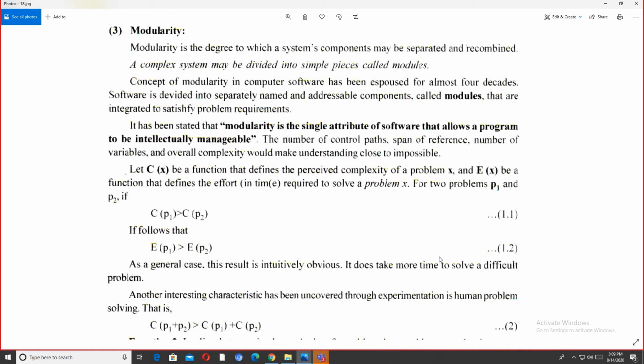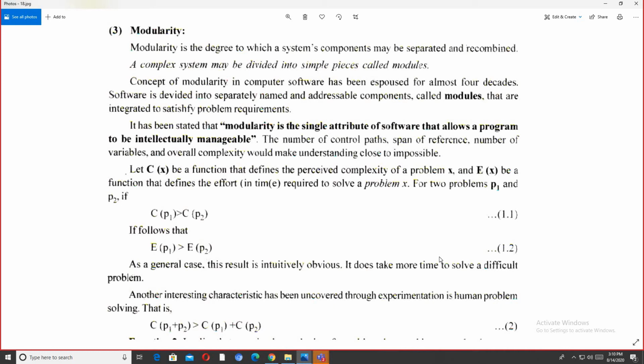Whenever you are creating a calculator program, you are writing different functions for multiplication and subtraction, because it becomes easily manageable for you, and whoever sees the source code can identify that it is a calculator program. The way it is done is different from a normal program where we use no functions and are just printing everything into the void main statement. So the number of control paths, span of reference, number of variables, and overall complexity would make understanding close to impossible.